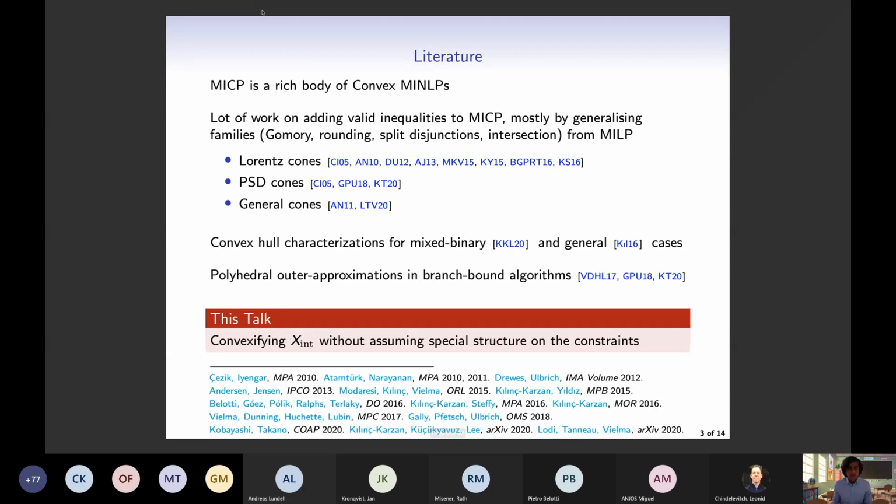This talk is about convexifying this mixed integer conic set without assuming any special structures. I'm not assuming the cones are SOCP or PSD or even any particular structure on the constraints. It's a very general setting, and we'll make some mild assumptions later on to get our theorems, but otherwise the setting is fairly general.